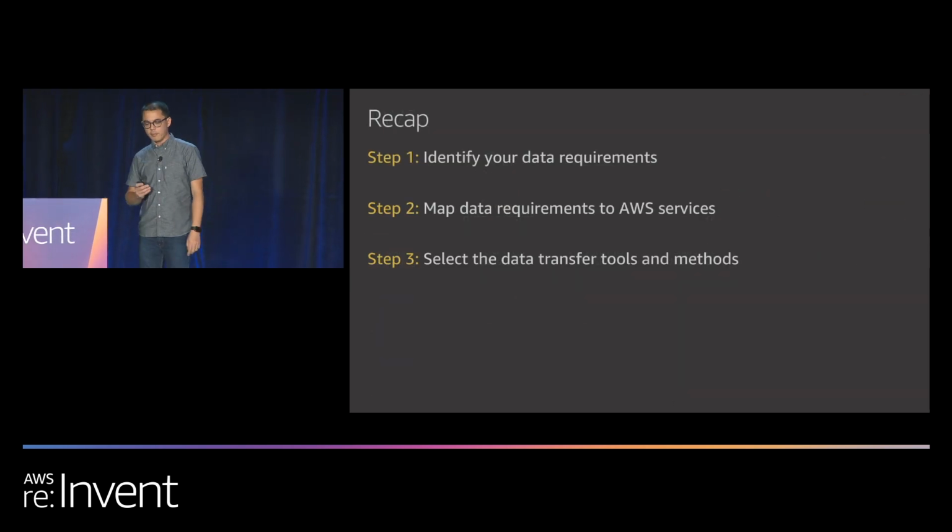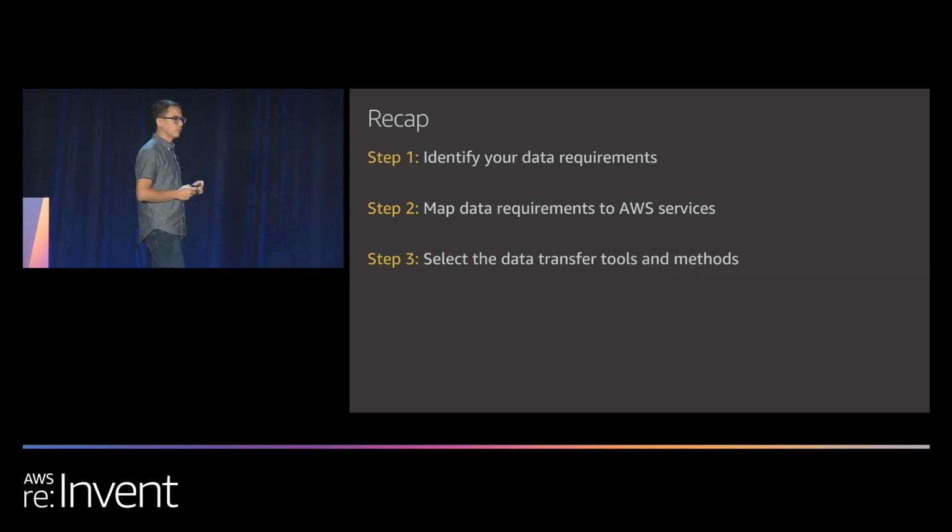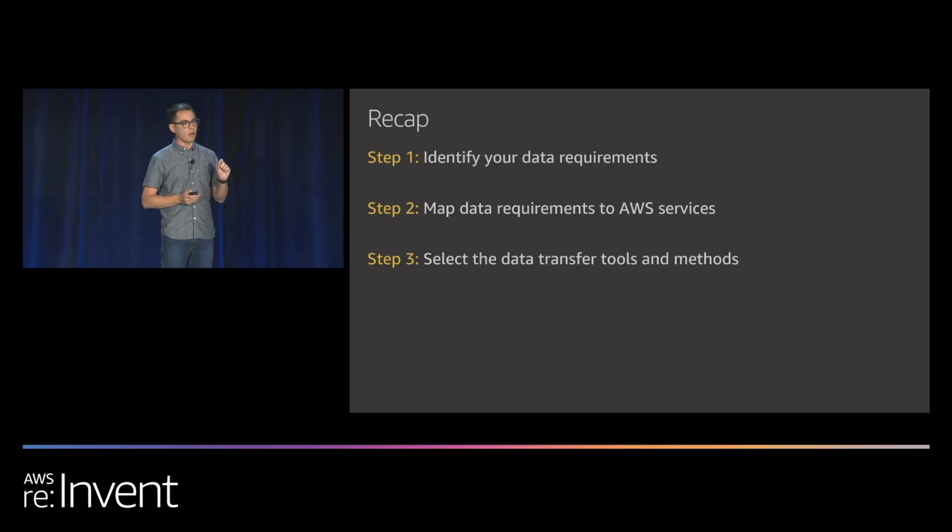So just a quick recap. You identify your data requirements, map those data requirements to AWS, and select the data transfer tools. Right? If you put it that way, it's simpler. Let me walk you through a quick example just to make a point of what I'm talking about here.